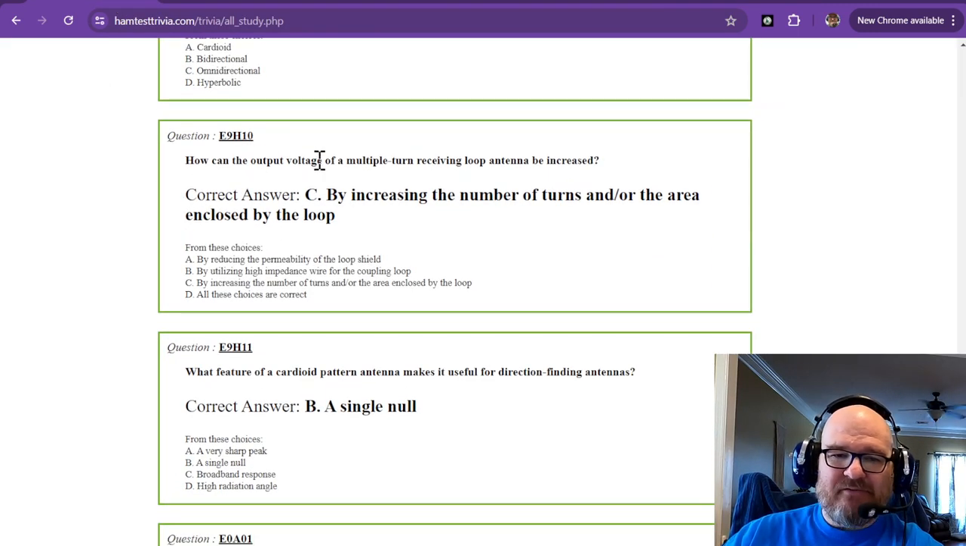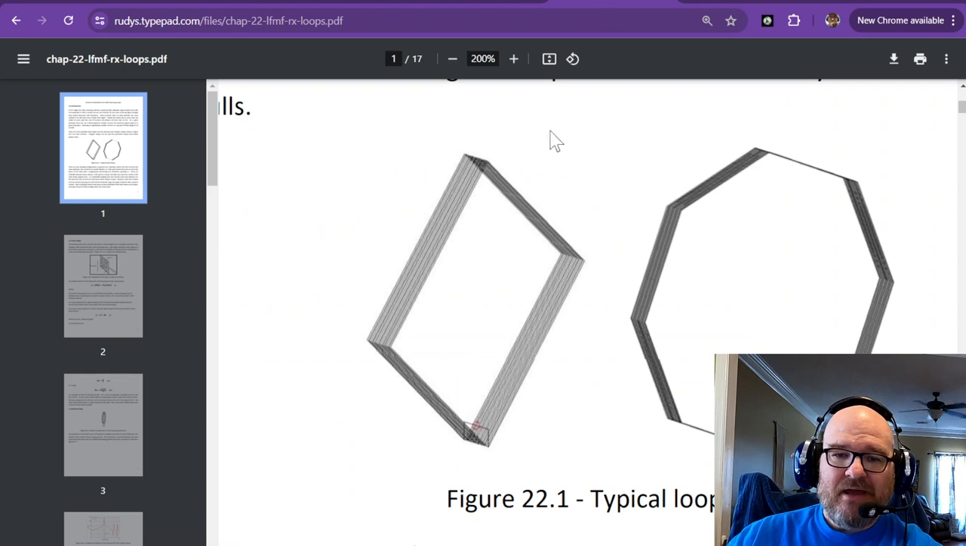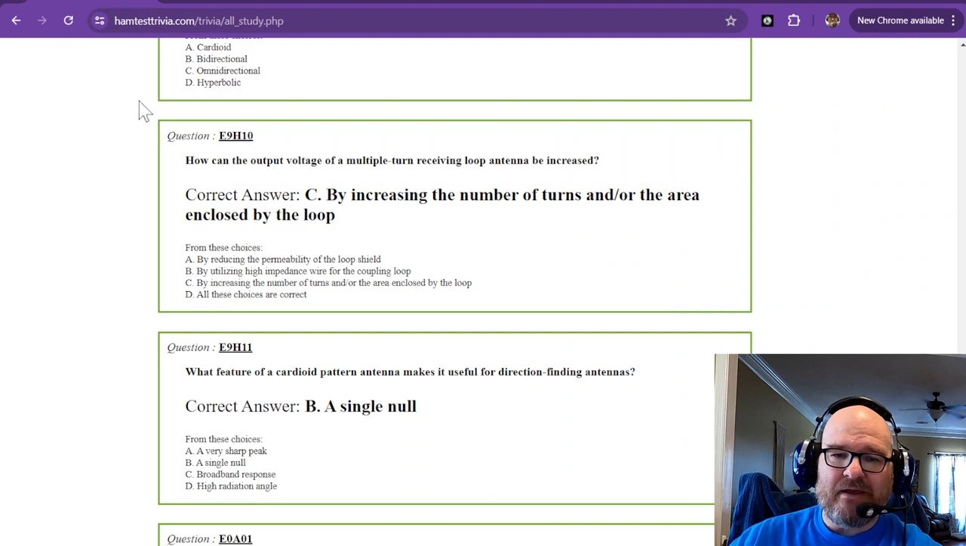How can the output voltage of a multiple turn receiving loop antenna be increased? And that is by increasing the number of turns and or the area enclosed by the loop. And so these are typical loop shapes. You can see in the wire modeling that they have going on here, there are multiple windings. So that increases the surface area contained in that loop. So that is one way to increase the output voltage. It's able to collect a little more.